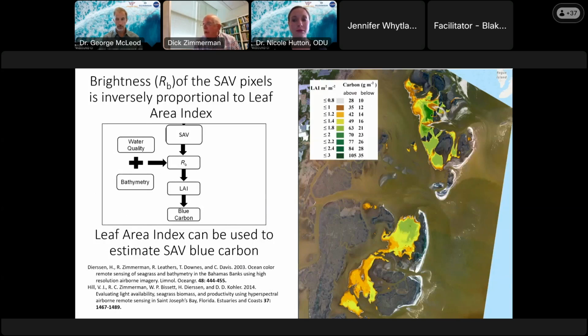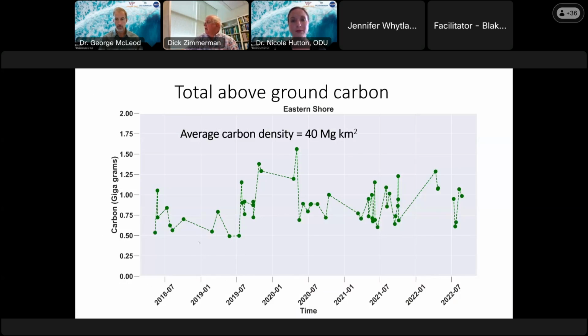We then use the brightness in the pixels that we've identified as submerged aquatic vegetation in our physics-based model to retrieve leaf area index, which is an absolute measure of plant biomass that we can then turn into carbon. So now we are going not from just rough estimates of percent cover, but we're actually getting to shoot densities and carbon biomass that can be used in biogeochemical models. And from that, we can get estimates of total above ground carbon as well. So we can start to do carbon budget modeling from the satellite imagery.